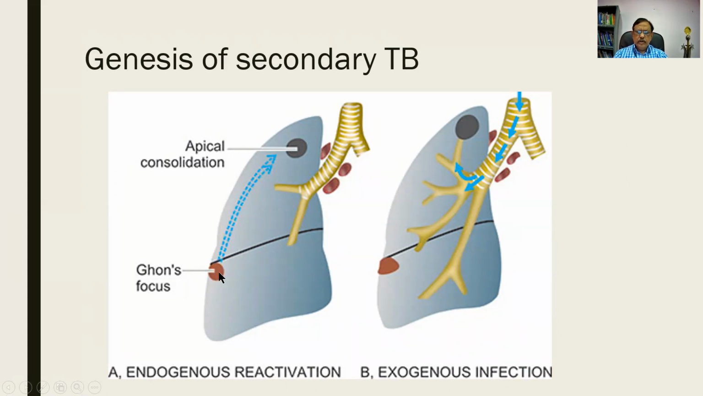You find that there is a Ghon focus. When it becomes activated, it can ultimately end up in an apical lesion. So there is a consolidation, later on cavitation. Sometimes a patient has had an infection, he is sensitized, but then there is a secondary infection. He is reinfected with tuberculosis, and again the organism is localized in the apex because of the high oxygen tension. So this is the genesis of secondary tuberculosis.